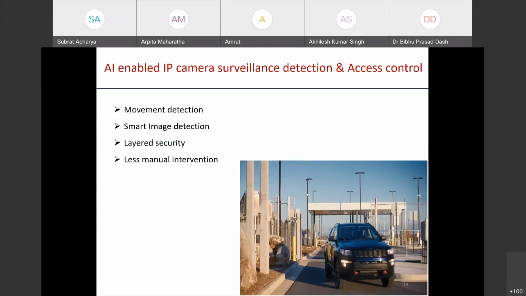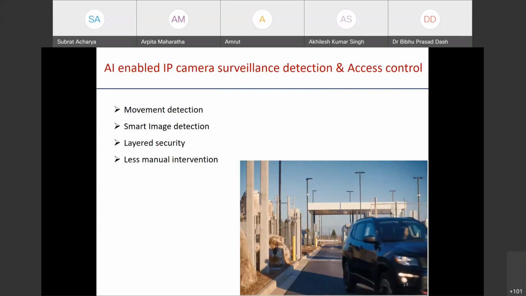So here, what I wanted to show is that there are different layers of security and how they are maintained. But I hope this video is not running.